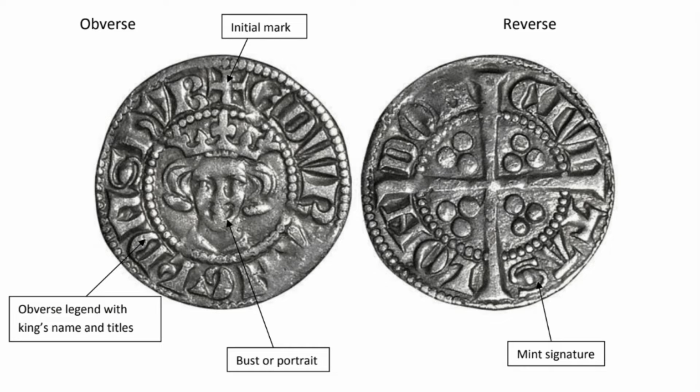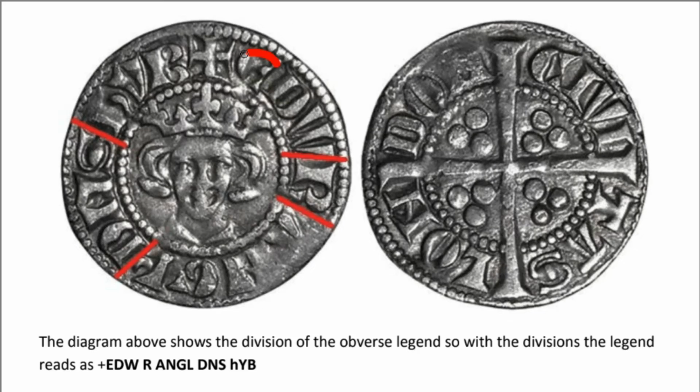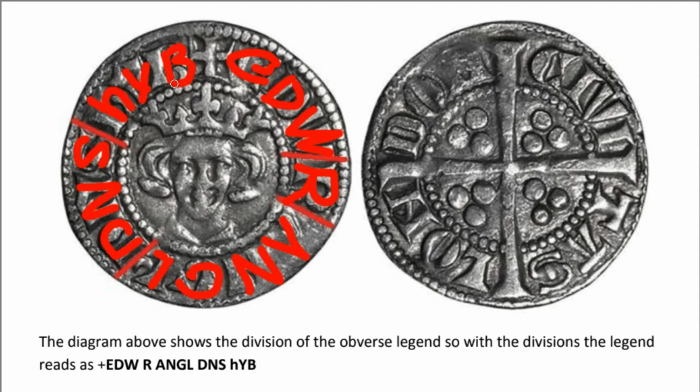On most coins, the legend will be on the obverse at 12 o'clock after the initial mark, and starts with the ruler's name followed by their title. So let's take this diagram and divide it into 4 different sections. You can see that it reads after the initial mark EDW, and then another space R, another space ANGL, another space DNS, followed by lowercase h and then a YB. And on the reverse, CIVI TAS LONDON, minted in London.